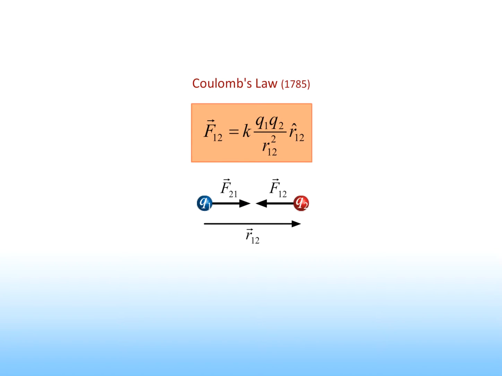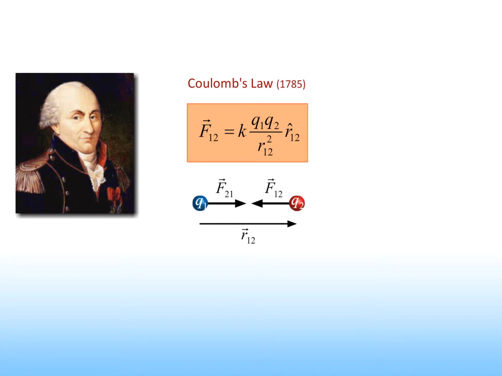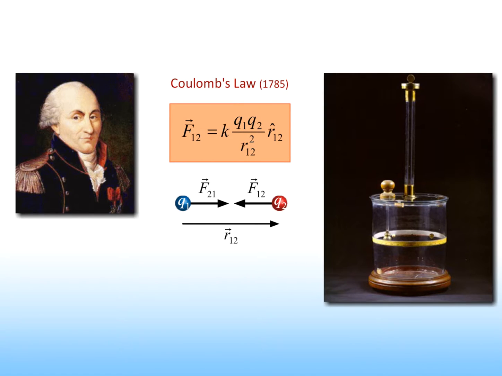We now turn to the quantitative statement of the force law between two charges. The important features of this law were discussed by Charles Augustin de Coulomb in 1785, using the torsion balance shown to determine that the electrical force between two charged objects was inversely proportional to the square of the distance between them. Consider two charges, Q1 and Q2, that are separated by a distance r12 as shown.